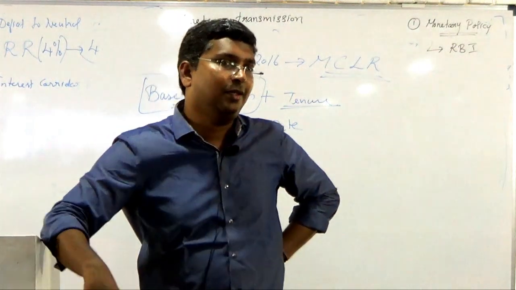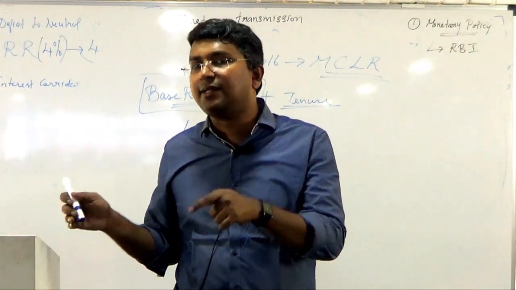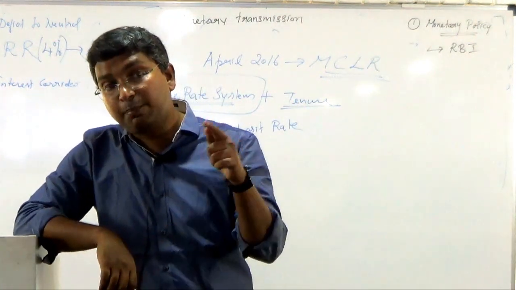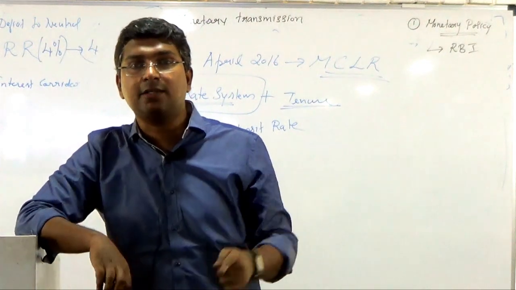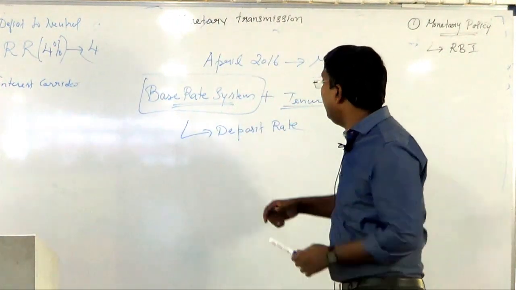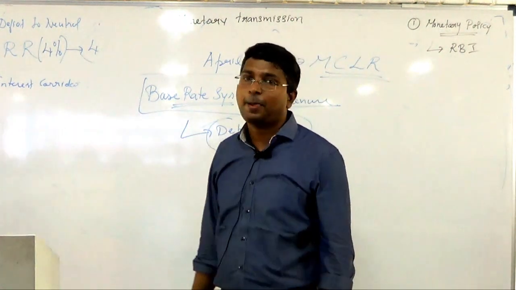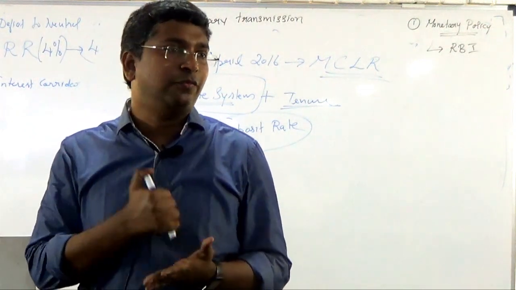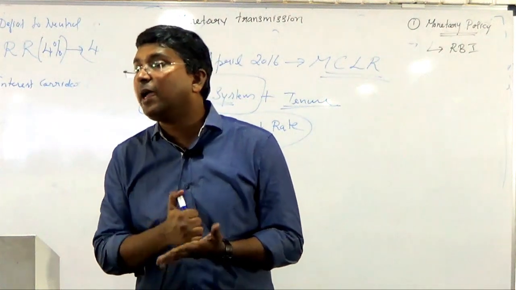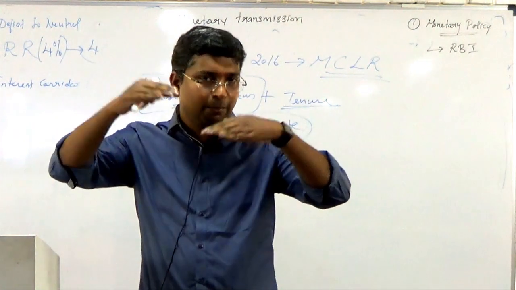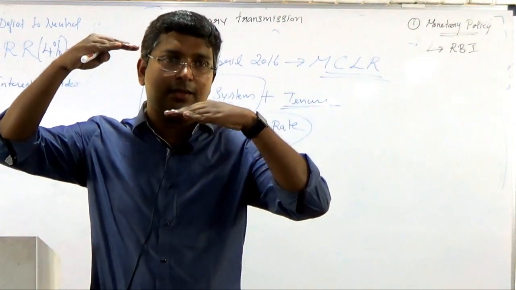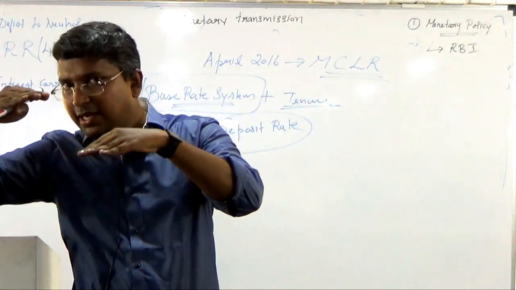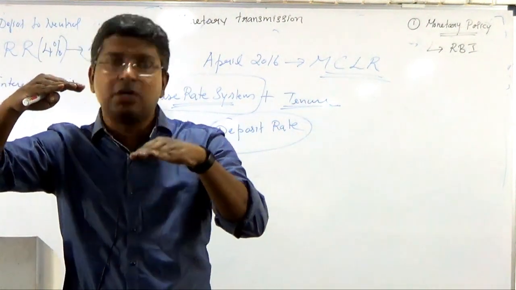But the problem with this base rate system is that the bank revises the base rate at its own will. So banks normally don't change the base rate as the RBI changes its policy rate. At that time the banks used to complain that they can't cut the deposit rate. Now if you want to reduce the lending rate, what does the bank have to do parallelly? The bank has to cut the deposit rate, then only will it match. Lending rate is proportionate to the deposit rate. Now if you want to cut the lending rate, naturally the deposit rate also has to come down.